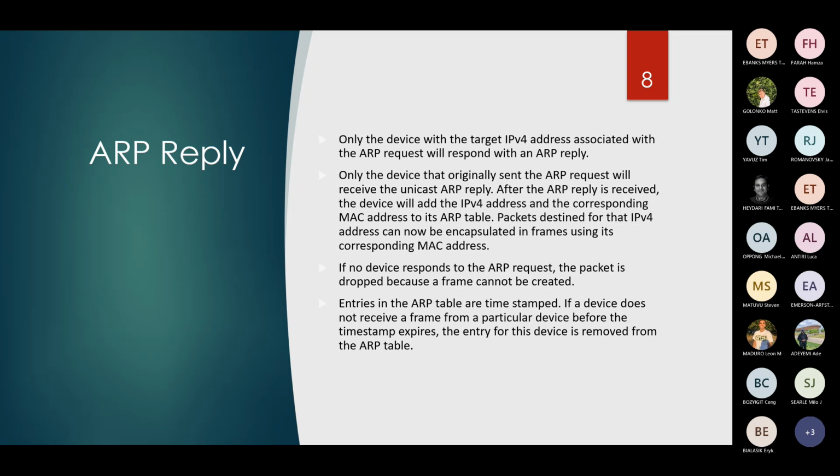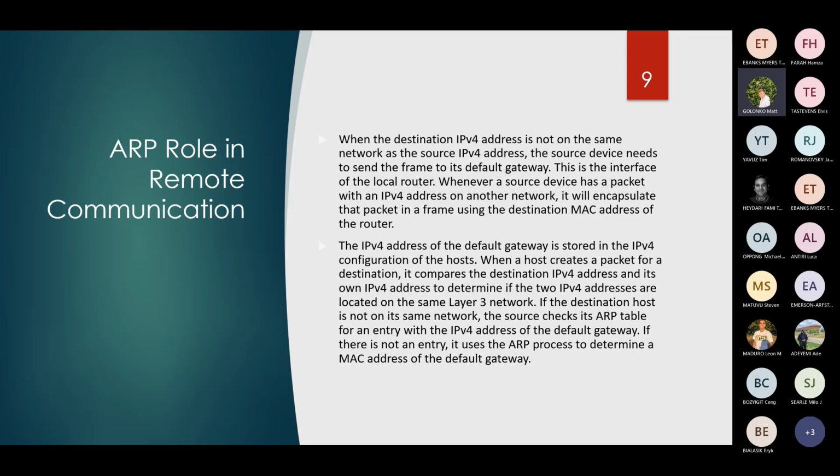Moving on to ARP's role in remote communication. When a destination IPv4 address is not on the same network as the source IPv4 address, the source device needs to send the frame to its default gateway. This is the interface to the local router. Whenever a source device has a packet with an IPv4 address on another network, it will encapsulate that packet in a frame using the destination MAC address of the router.